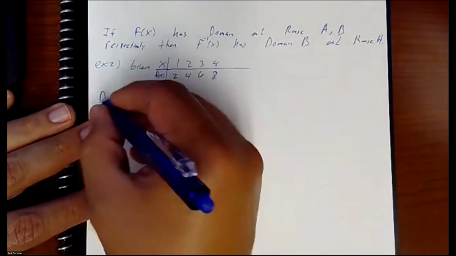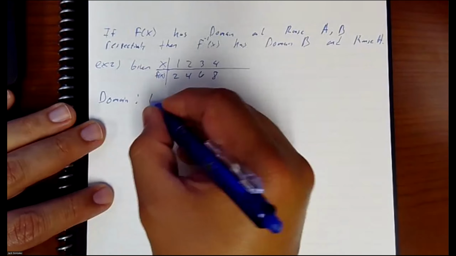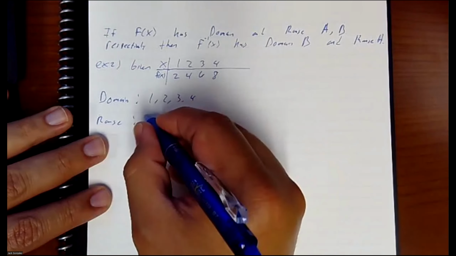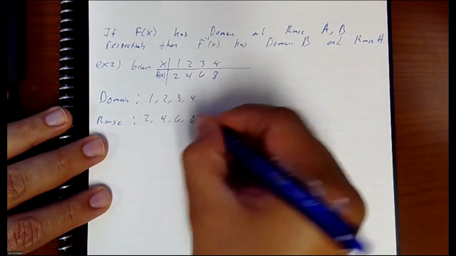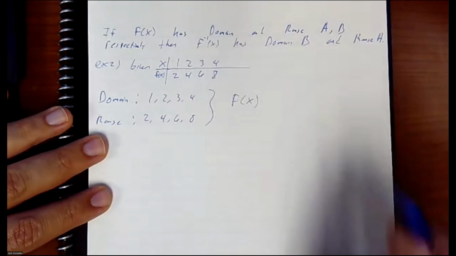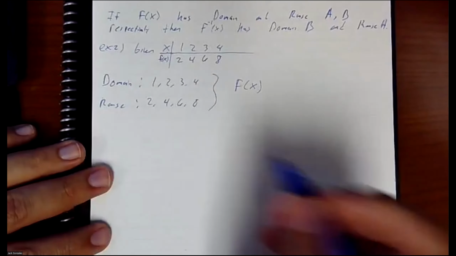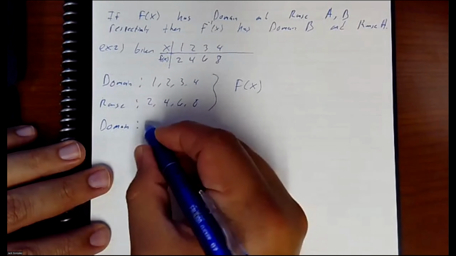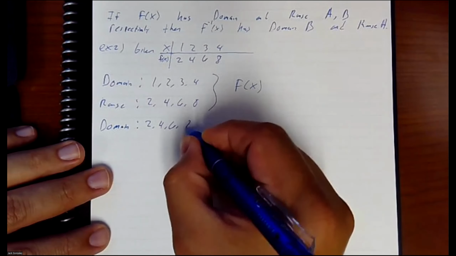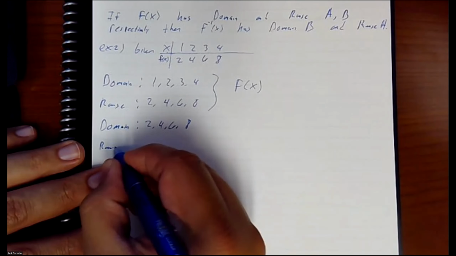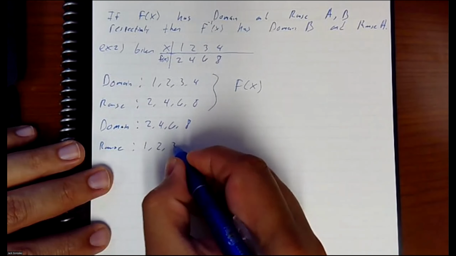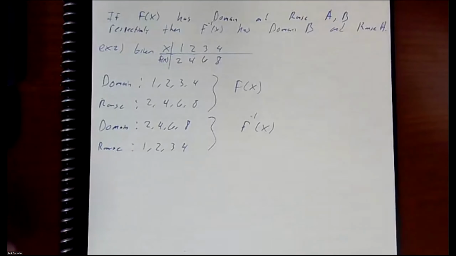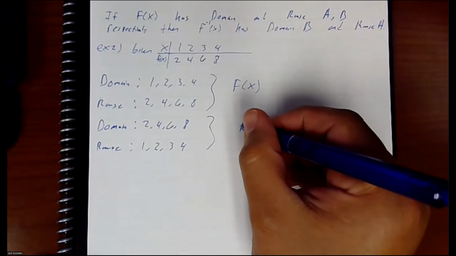Let's call this guy f, right? The domain would be 1, 2, 3, 4. The range would be 2, 4, 6, 8 for the f of x function. But for the inverse, it would be the opposite. The domain is 2, 4, 6, 8 and the range is 1, 2, 3, 4. This would be for f inverse. So the -1 that you see in the notes or in the book means the inverse of f.